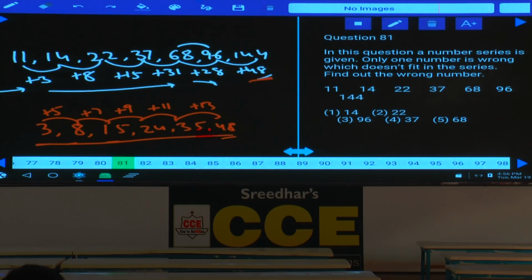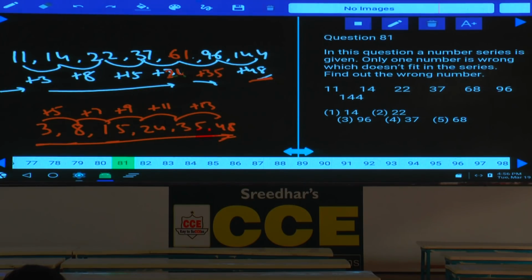Hence what are the differences here? The differences must be 3, 8, 15, 24 and so on. And the next difference must be 24. If you add 24 to 37, what is the number here? 61. And if it is 61, then tell me what is the next number? 61 and 96, what is the difference between these two? Now the difference between these two numbers is 35.